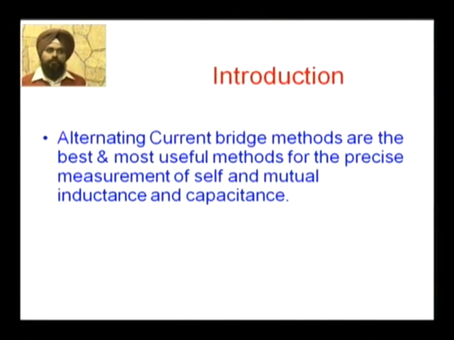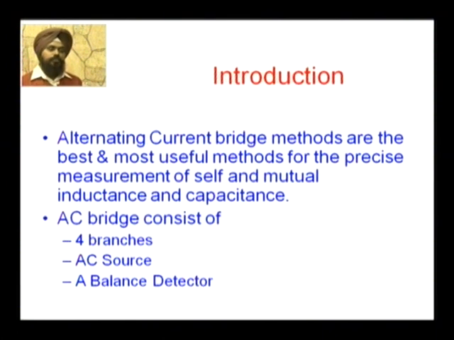Okay, so when we are talking about AC bridge, alternating current bridge methods, they are the most useful method for precise measurement of self and mutual inductance and capacitance. इनके साथ हम ना तो सिर्फ इंडक्टेंस की वैल्यू, कैपेसिटेंस की वैल्यू मेजर कर सकते हैं, बल्कि टोटल इम्पिडेंस और लॉस एंगल भी मेजर कर सकते हैं. That's why we go for measurement using AC bridges.